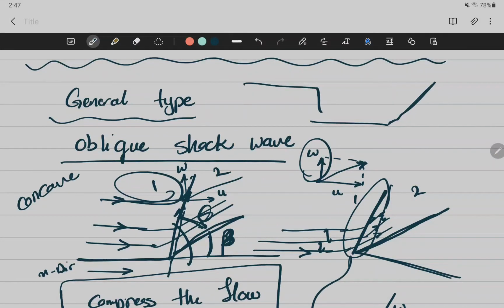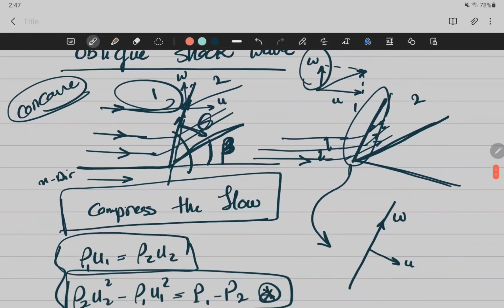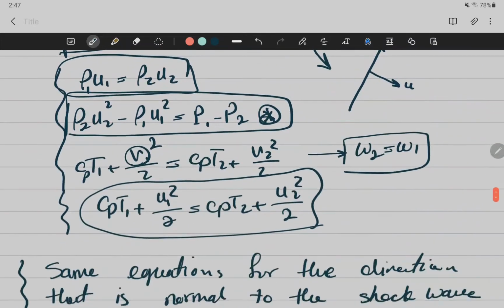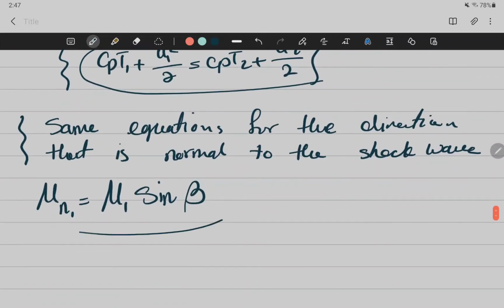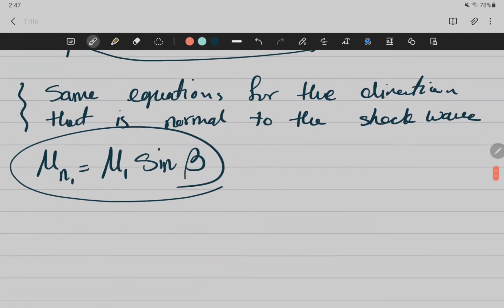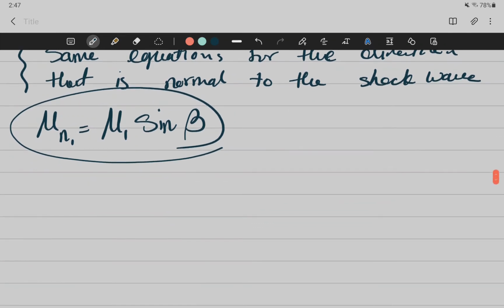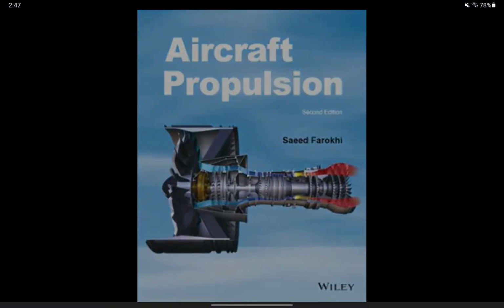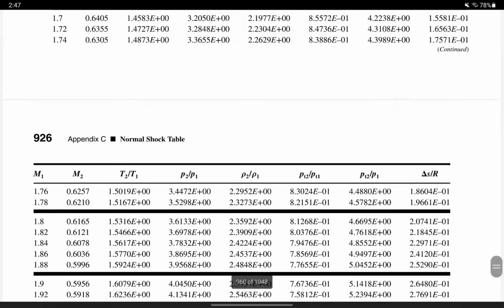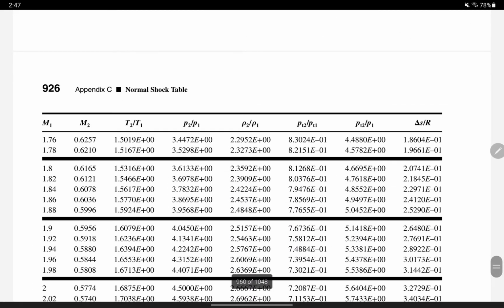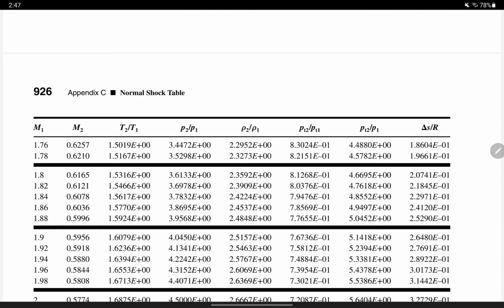Concave angle. It's a geometrical angle. So in the slender object, this is going to be your angle beta. As long as you're finding the normal component of it, you should be fine. You should be able to go back to the normal shock tables, and then you will find the normal component of the downstream Mach wave.